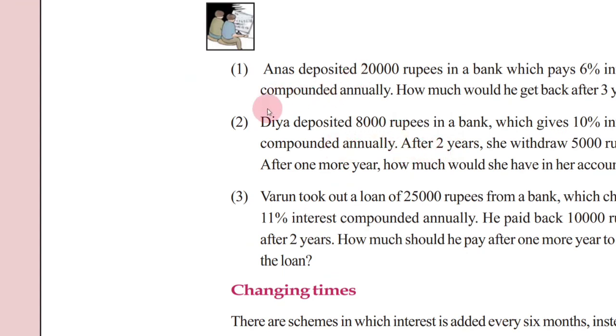Here we have some problems. We will discuss these problems in the next class using this formula. So all should learn this formula by heart to find out the compound interest. What is the formula? The formula is P into 1 plus R by 100 raised to n, where P is the principal amount, R is the rate of interest, and n is the number of years.